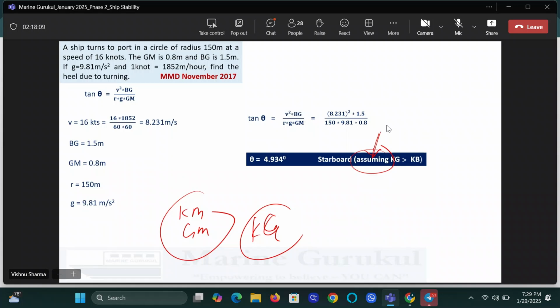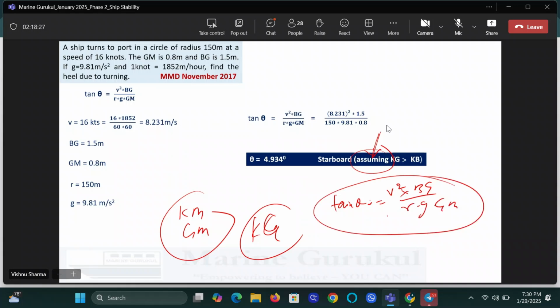Okay. Guys, this is the formula and we apply it, but last bit of it. Guys, this formula, tan theta is equal to V square into BG upon GM. Was it derived for any particular type of ship like tanker, bulk carrier, passenger, timber? Was it for any special type of ship? No. It applies to every ship type. Okay. Even the passenger ships.